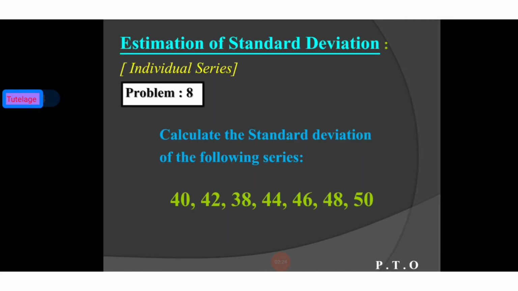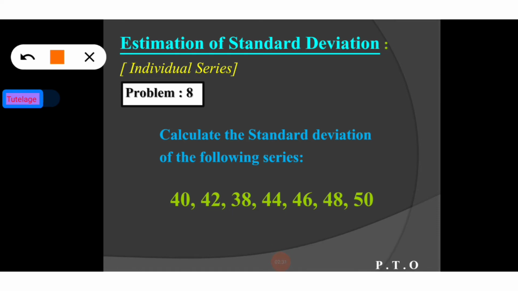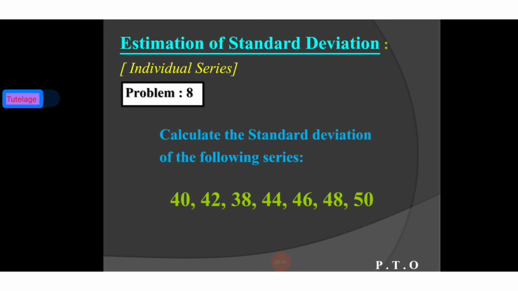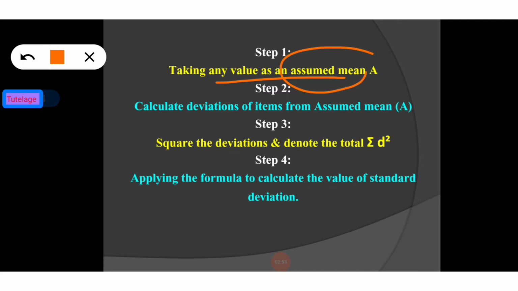So here this is the estimation or the calculation process of the standard deviation, and this problem is in individual series. So basically we can see here: calculate the standard deviation of the following series, and this is the series. And now going to the next slide where we can see some steps for solving the problem. So the first step, we have to take any value as an assumed mean. Okay, and the assumed mean is denoted by capital A.